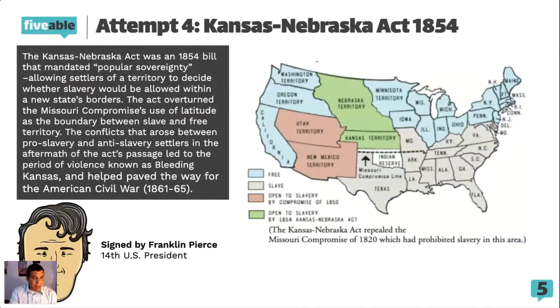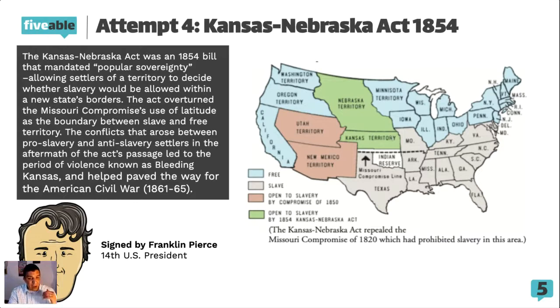The Kansas-Nebraska Act was an 1854 bill that mandated popular sovereignty, allowing settlers of a territory to decide whether slavery would be allowed in the new states. And so basically what people could do is move to this territory and vote whether or not they wanted slavery. And what happens is you have all these people from the South move there and all these people from the North move there and they start voting. And you have a miniature civil war going on because you have people from the South and people from the North, and they start fighting in Kansas.